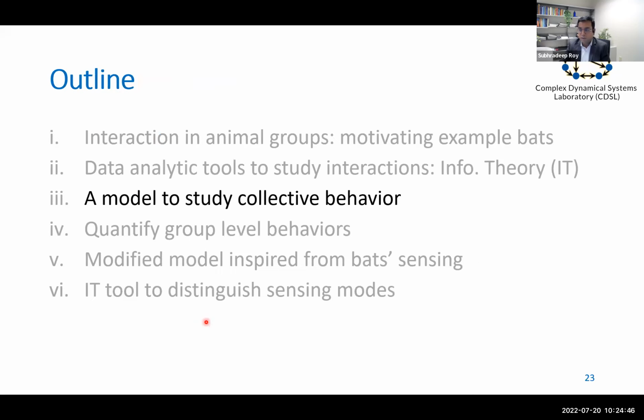Okay, so now that we got a flavor of what we can do and how we can use the tool, let's jump into the model. I'm going to present a very simple model that we can use to study collective behaviors.